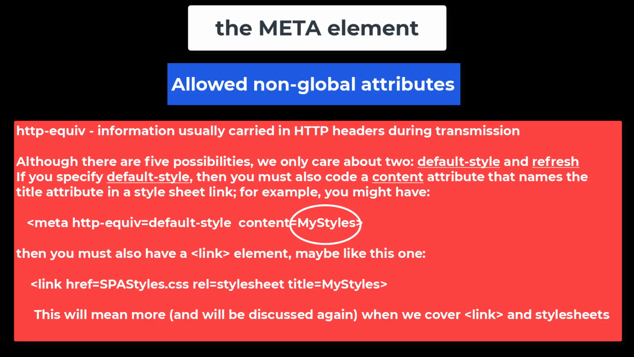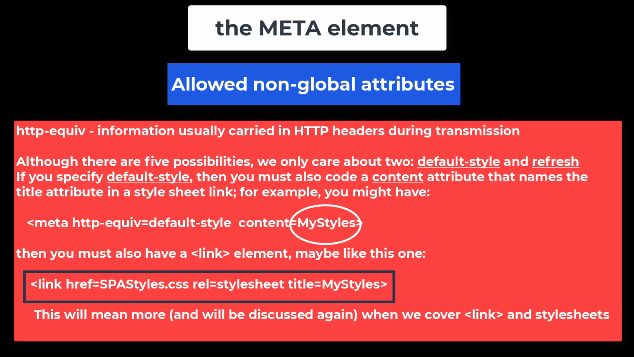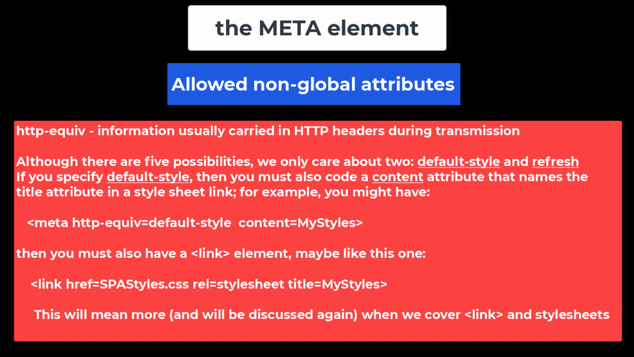Then you must also have a link element, maybe like this one, link href equals spa styles.css, rel equals stylesheet, title equals my styles. This will mean more and will be discussed again when we cover link and style sheets.